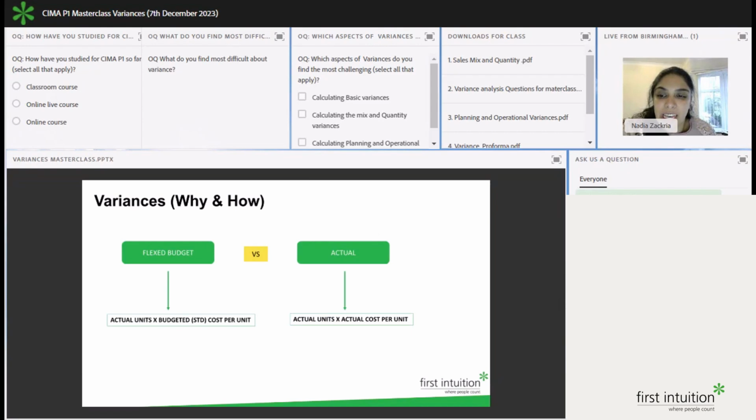So what you see here, flexed versus your actual, is what we call the total variance. So the should do and did do method is the easiest way to work through your total variances. Starting with what should have happened if we had actually produced the actual amount of goods or sold the actual amount, and if our cost figures were right, what would our expenses or earnings have been versus what we actually did earn? Did happen is always straightforward.